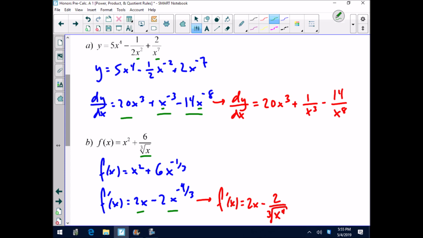And then, of course, that second term has not only a negative exponent, but a negative fraction exponent. So basically what we would do with that second term is bring that x into the denominator and change that to the cube root of x to the 4th in the denominator for that second term.